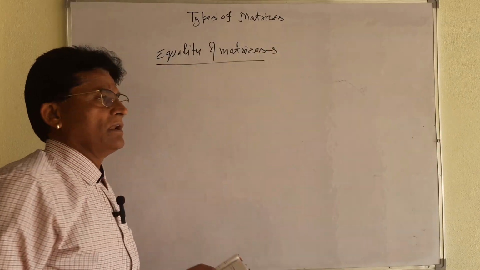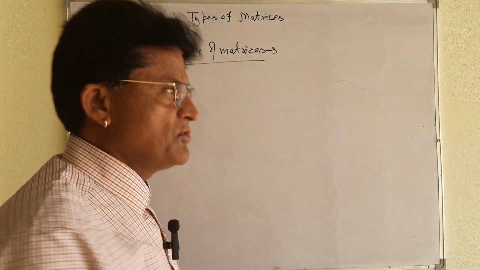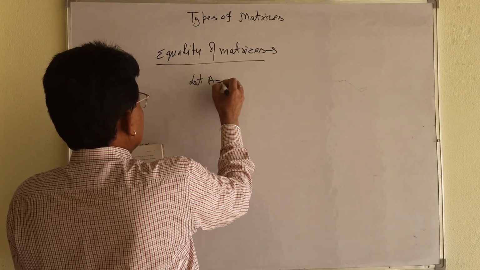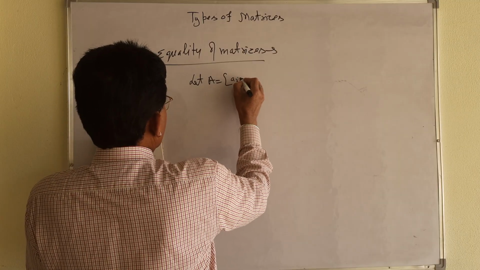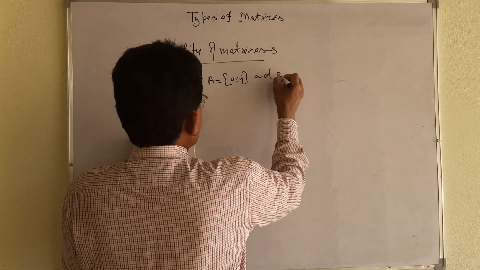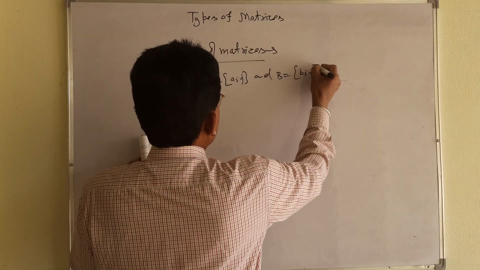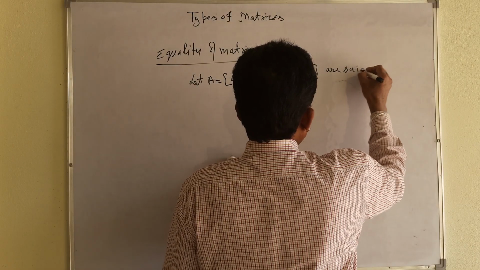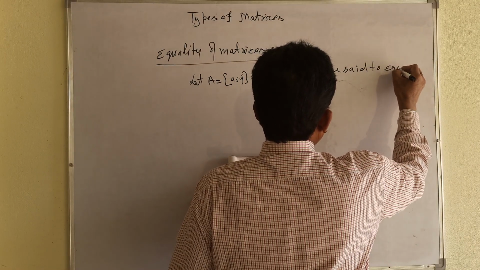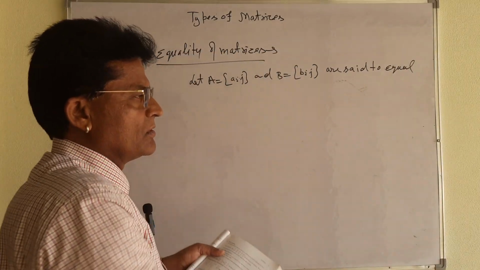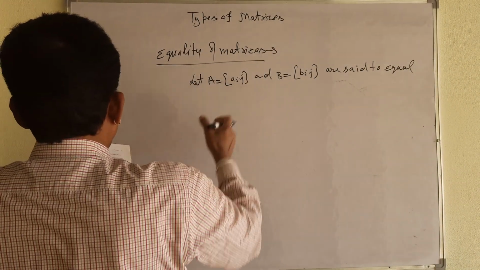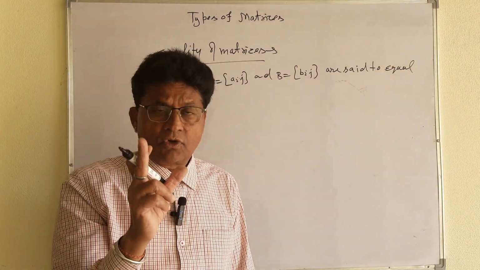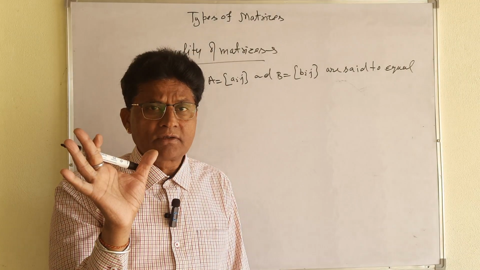Two matrices will be equal. How you can say that these will be equal? Let me tell you. Suppose the two matrices are A equal to Aij, this is one matrix, and the second matrix I denote by Bij. They are said to be equal. These two matrices will be equal, but there are two conditions. First of all, their order should be same, otherwise you can't write the equal of the matrix.